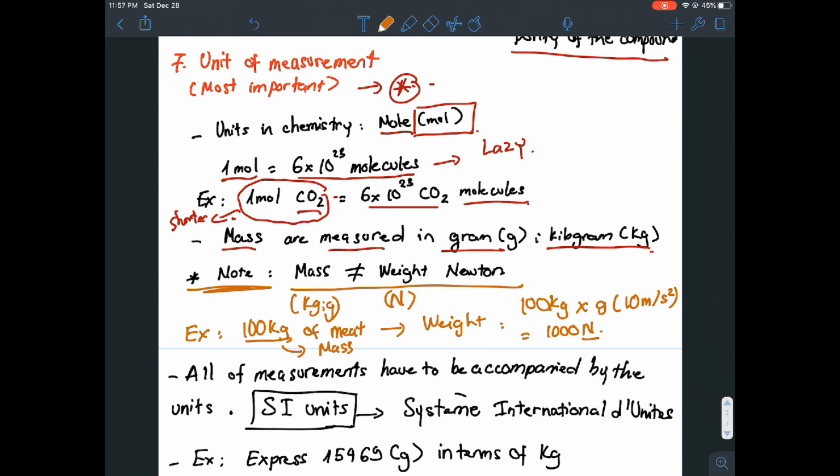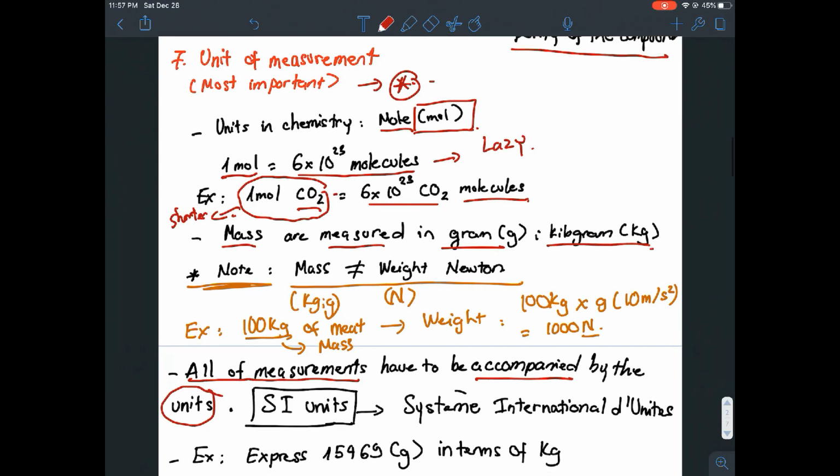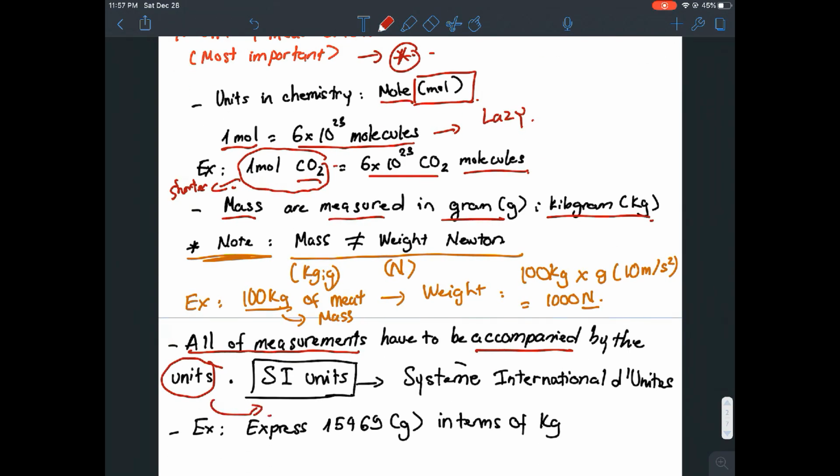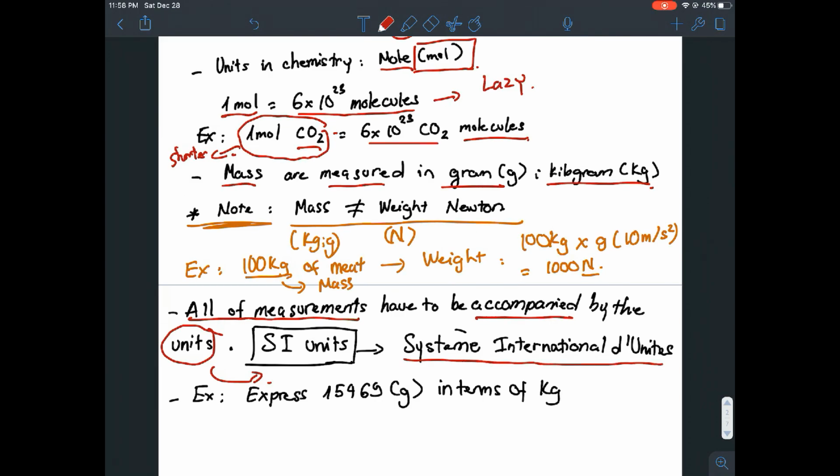One of the things you have to remember is that all of the measurements have to be accompanied by a unit. And the unit used widely in chemistry is the SI unit, which comes from the French Système International d'Unités. Okay, you don't need to remember the French name, but you just need to know that it is the SI units.